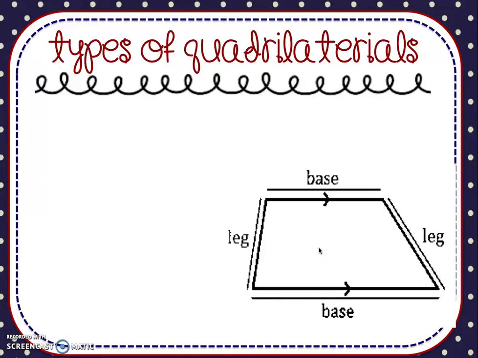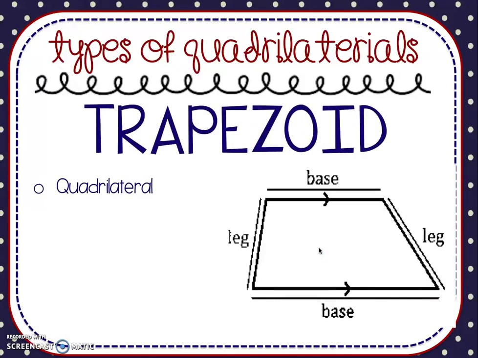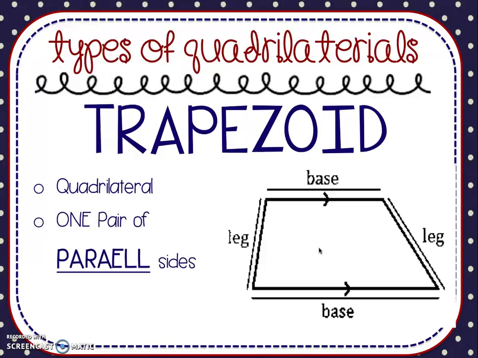Okay, now the last one we're going to talk about is a trapezoid, and a trapezoid is a quadrilateral, and the only condition for a trapezoid is that it has one pair of parallel sides. So if you look at this example right here, we can see that these two lines run forever in the same direction, like they're never going to intersect. So those are our parallel sides right here. And that's it. It's a four-sided shape, and it's got a pair of parallel sides.